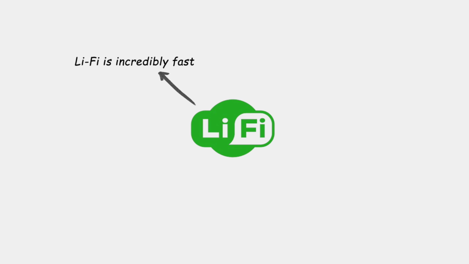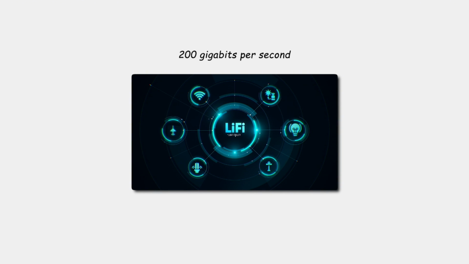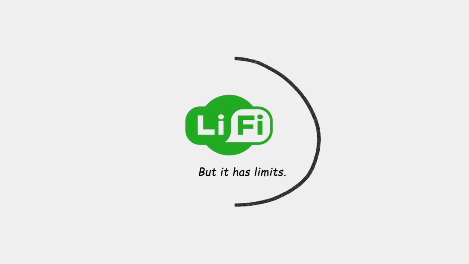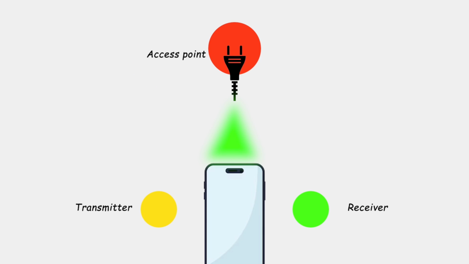Li-Fi is incredibly fast. In lab tests, it has reached speeds over 200 gigabits per second. That's faster than most fiber optic internet connections. But it also has limitations. Since it uses light, it can't pass through walls or work in complete darkness. It also requires a direct line of sight between the transmitter, the light source, and the receiver, your device.